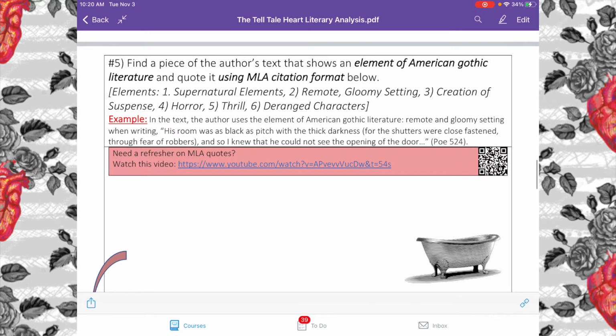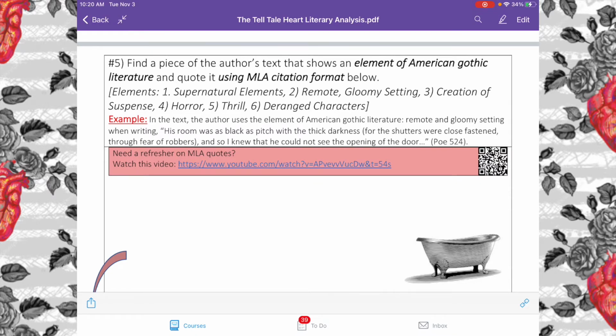So to review, the elements of a Gothic tale include supernatural elements, remote gloomy settings, creation of suspense, horror, thrill, and deranged characters. So here I have an example. In the text, the author uses the element of American Gothic literature, remote and gloomy setting, when writing, comma, quotation mark, that's my lead-in. Now I have my author's words.